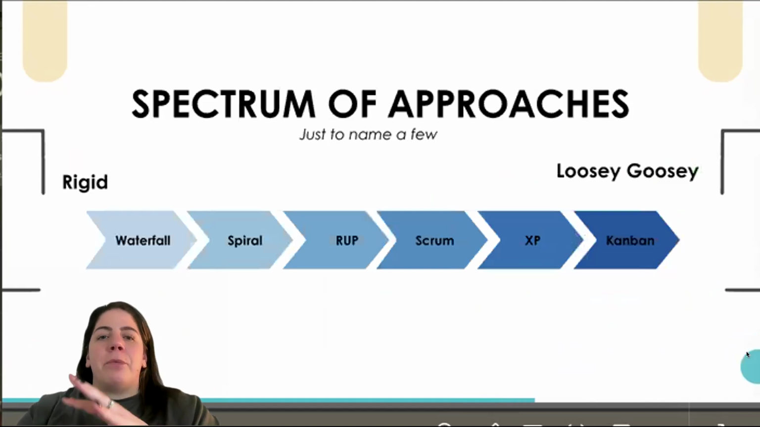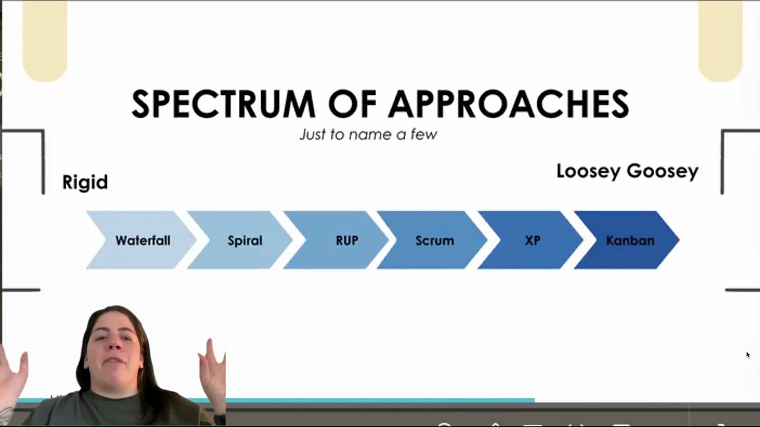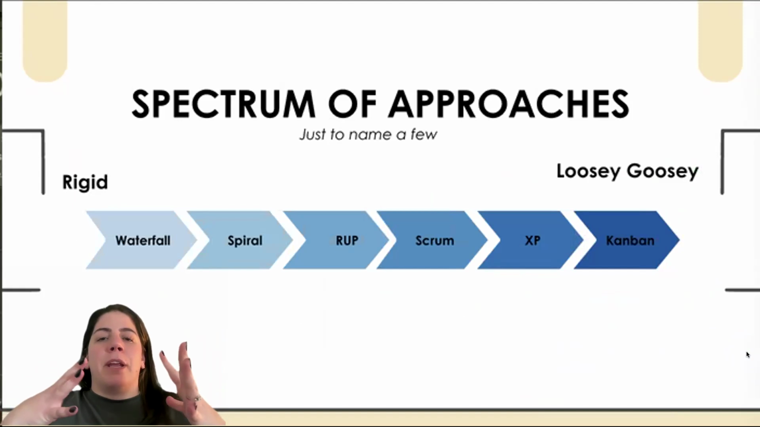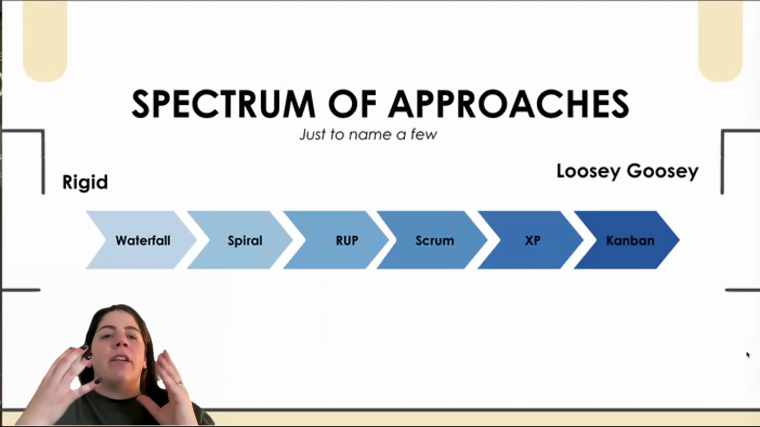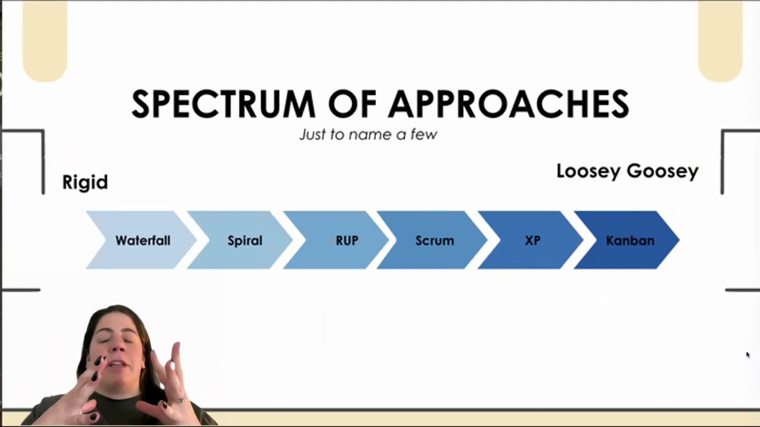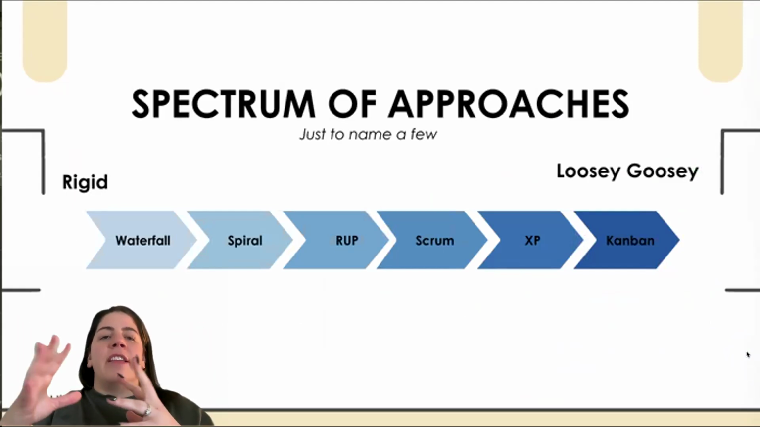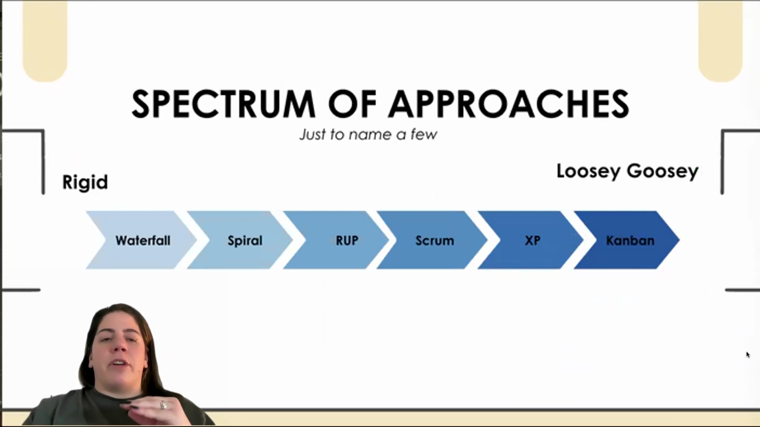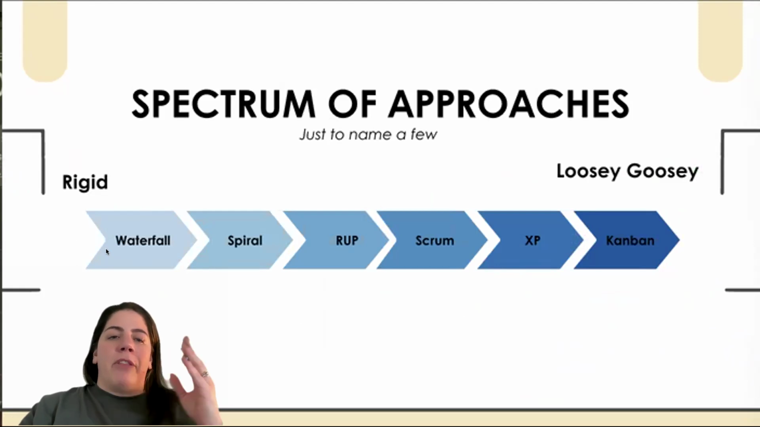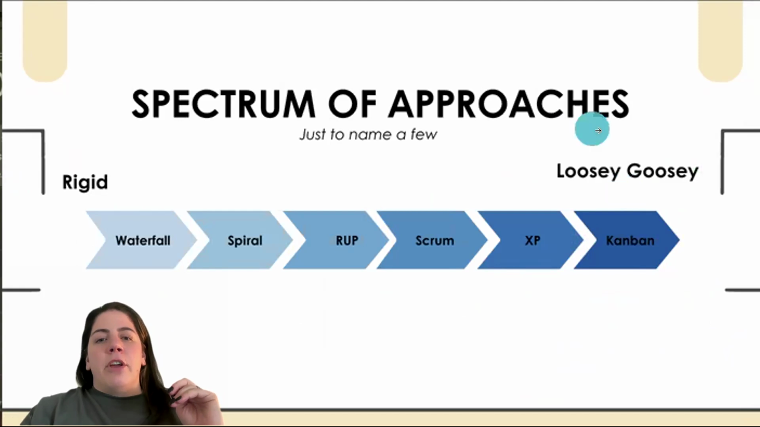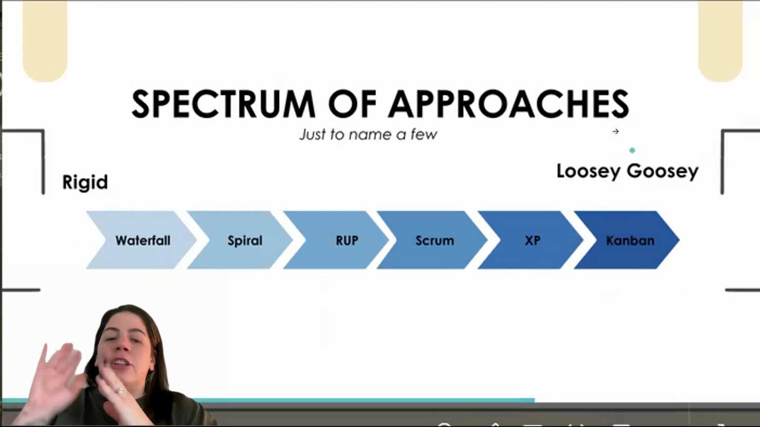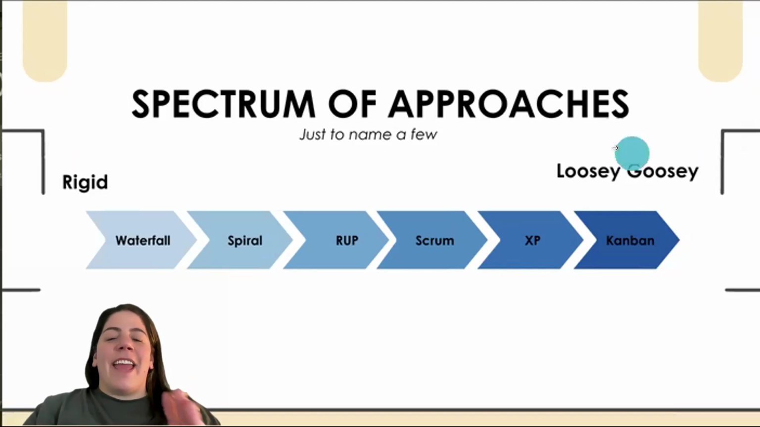So with that in mind, we do see that we have this spectrum of approaches. These are not all of the approaches when it comes to implementations of the software development lifecycle stages, but there are some sort of tried and true methodologies that people talk about and focus on. So here at the most rigid end, we have a waterfall methodology as we've discussed. And then here on the opposite end, on what I have deemed the loosey-goosey end, is the Kanban board.